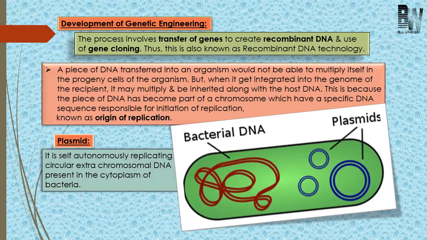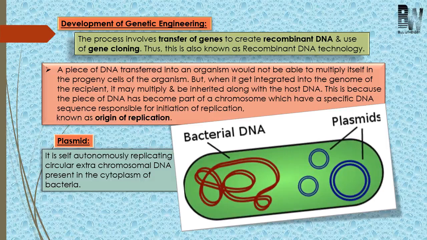Okay. So come to another important point. During gene transfer, what happens? A piece of DNA will be introduced into the host, but this piece of DNA will not be able to multiply, will not be able to replicate. Actually, it is because the piece of DNA which is introduced into the host does not have its own origin of replication. So here the question is, what is this origin of replication?